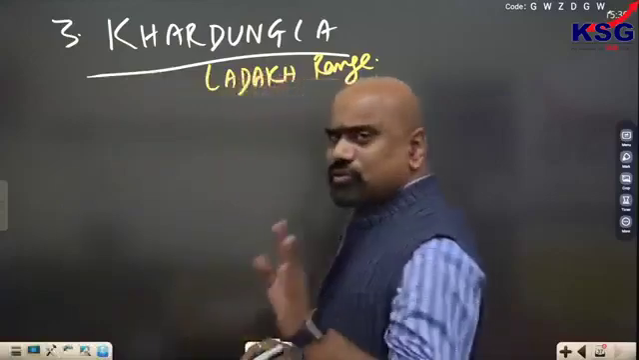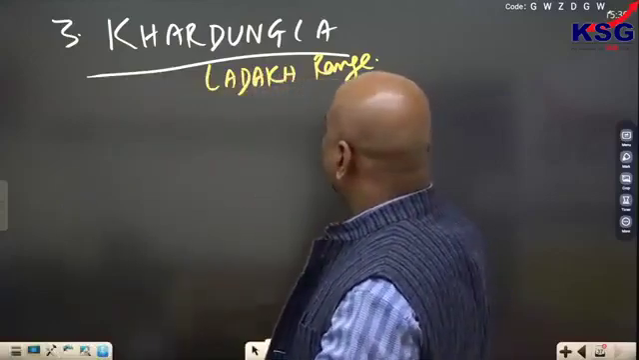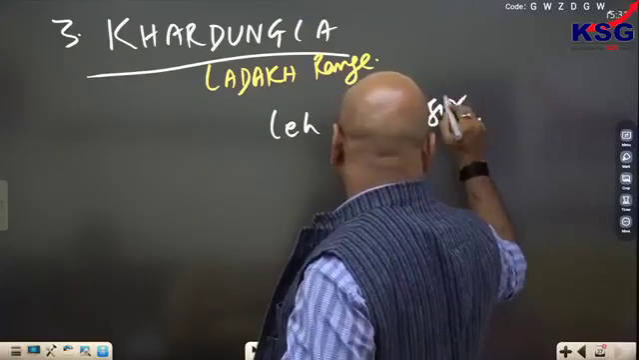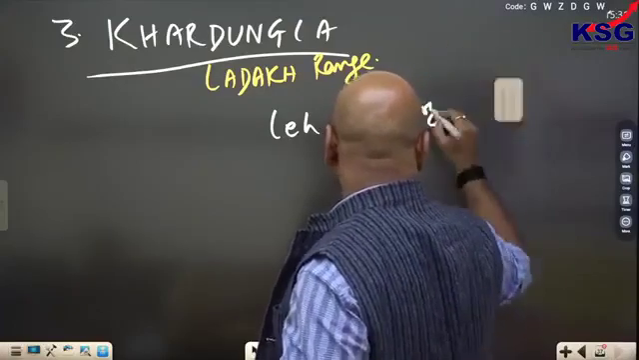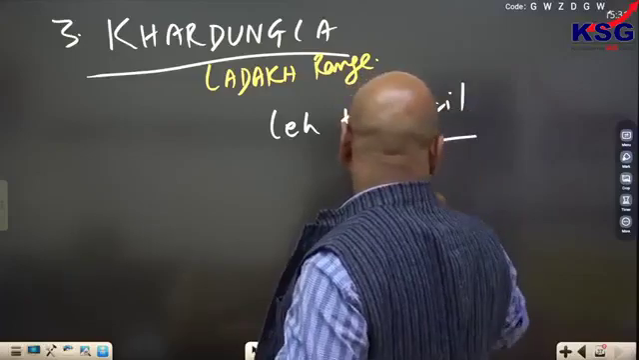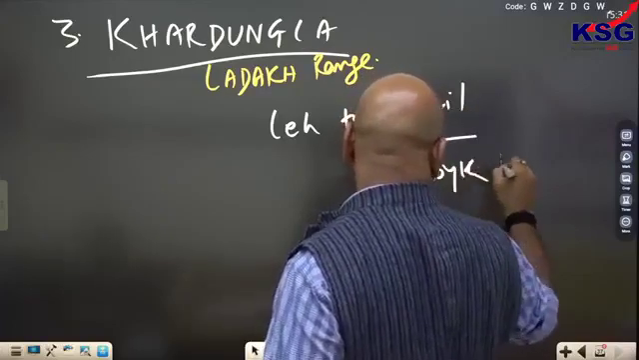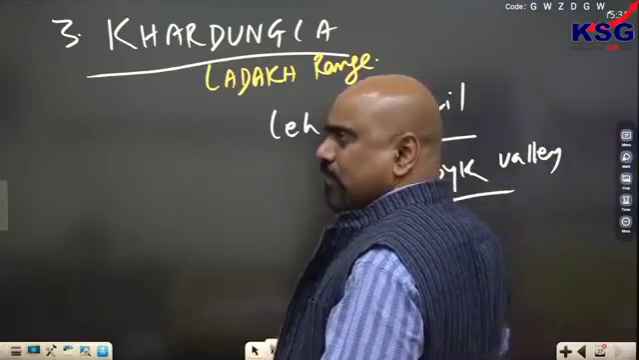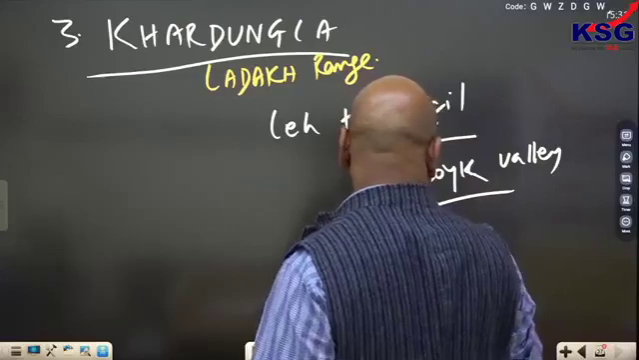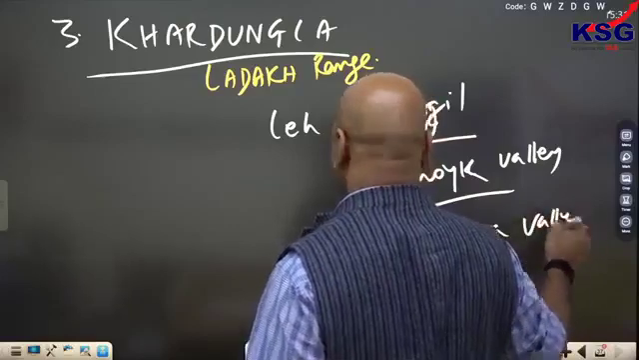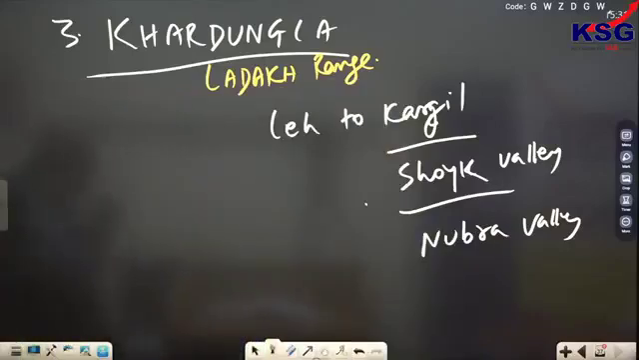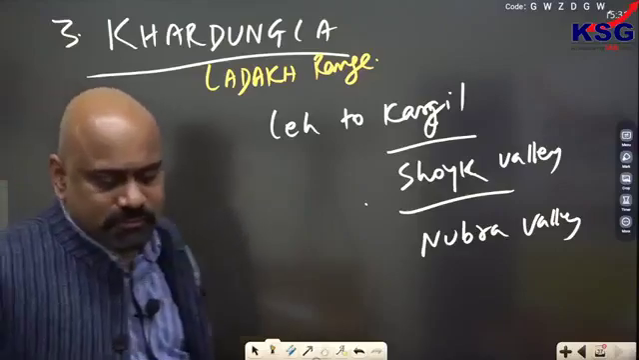You know the Shyok river, Nubra and Shyok. So Leh to Kargil, Shyok Valley, or Leh towards the north, Nubra Valley, this way. So here is this part. Can you see that? Look at this. Locate it in your atlas, please.